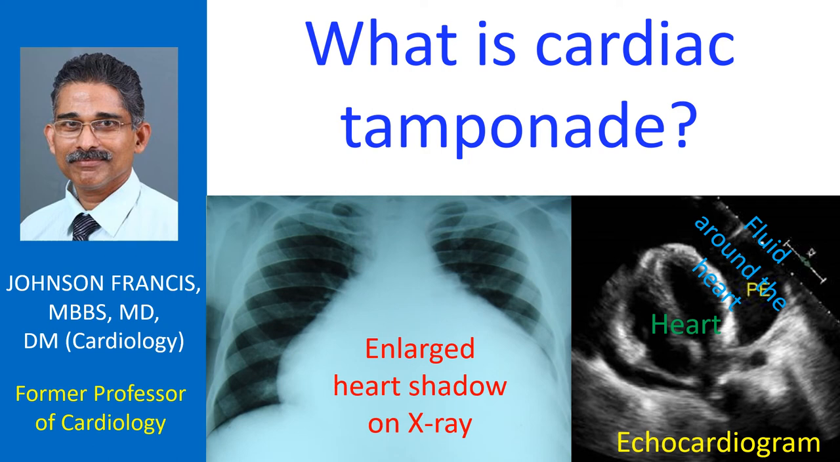Cardiac tamponade occurs when fluid collects in the covering of the heart and compresses the heart. Fluid collects between the two layers of the pericardium. Pericardium is the outer covering of the heart with an inner and an outer layer. Fluid collects between these two layers. Fluid can be secondary to infection or bleeding into the pericardial cavity.